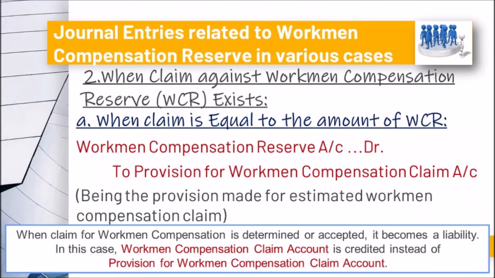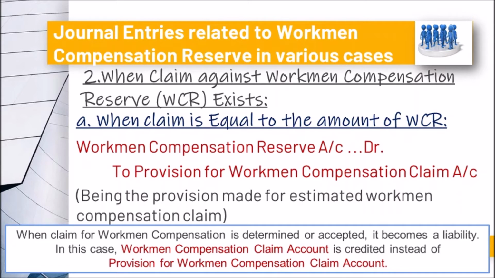Fine. Now case number 2, when a claim against workman compensation reserve exists. So there are 3 possibilities. In case 2, when the claim is equal to the amount of WCR, in that case WCR will not be distributed among the partners because the entire amount will be utilized for the purpose of the claim. So the entry will be workman compensation reserve account debit, to provision for workman compensation claim account, being the provision made for estimated workman compensation claim.